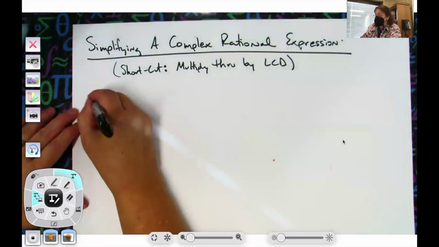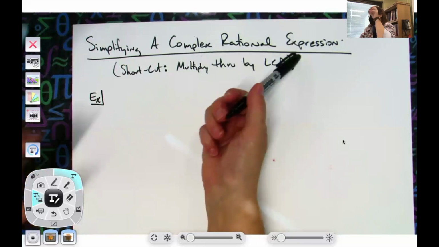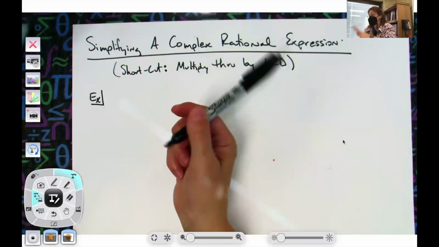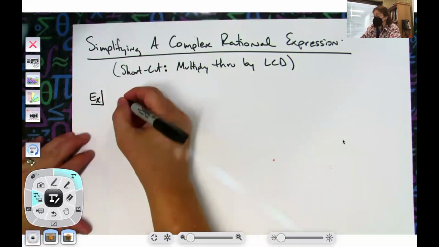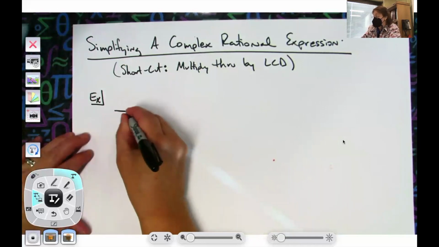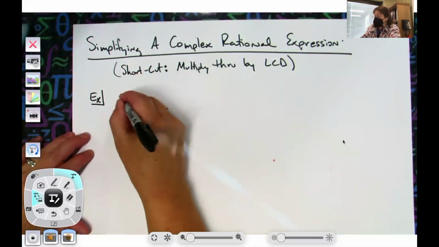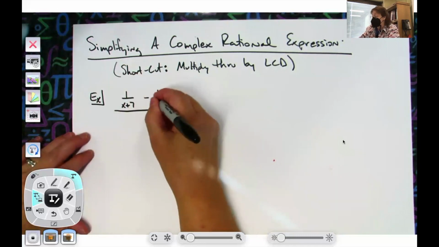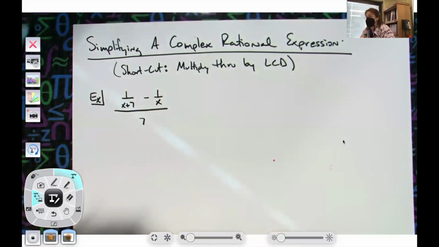Okay, so let's suppose we all know, hopefully, what a complex rational expression is, right? It's going to be a fraction in the top of a fraction and then possibly a fraction in the bottom. Not always, but at least one fraction in the top or the bottom. So let's start with the great big fraction bar. I've got a numerator, I've got a denominator. In my numerator, I'm going to have 1 over x plus 7, and then minus 1 over x, and then all over 7. Okay, that's a complex rational expression.